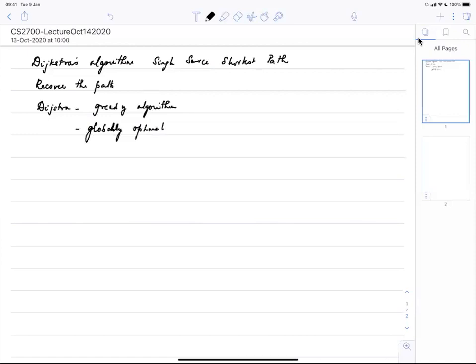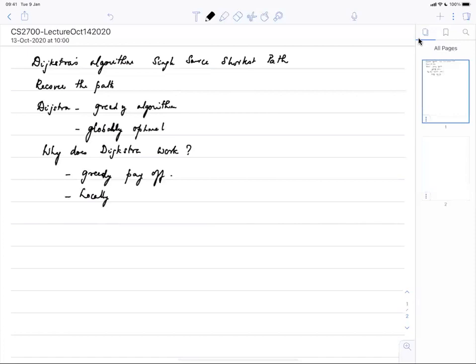What we want to find out is, why does Dijkstra work? Why does greedy pay off? Okay, this is the question that we want to ask. Is the locally best solution also a globally best solution?